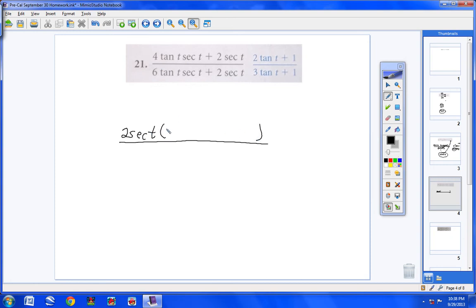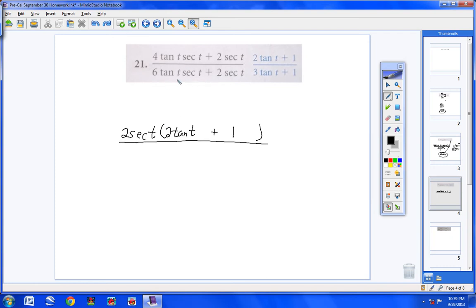If I were to put 2 tangent t, let's see if that works. 2 times 2 gives me 4. Secant times tangent is secant tangent, or tangent secant. So we're good. Now over here, I'm just going to put plus 1. And you say, why is that? Well, because 2 secant t, this whole thing, times 1, if you were to go backwards, would give you 2 secant t. So I have pulled out what's common in the top.